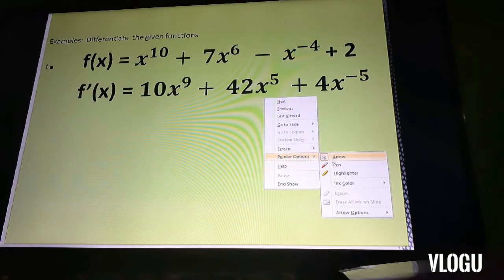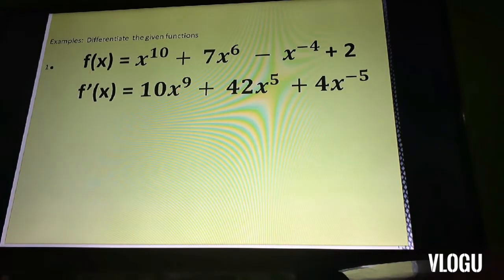Let's have an example. Example number 1. Our problem is to differentiate the given functions. For number 1, I have f of x is equals to x to the 10th power plus 7x to the 6th power minus x raised to negative 4 power plus 2. Simple lang natin, we will just simply multiply our exponent to the base of our number. So that is equals to 10 times 1, 10. 10 minus 1, 9. This is our answer for the first term.